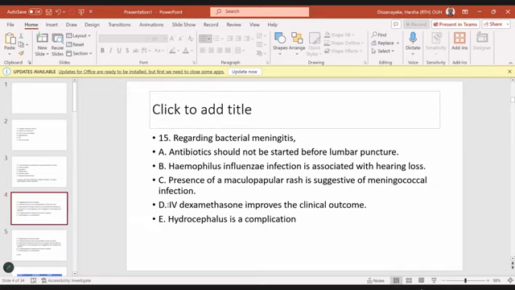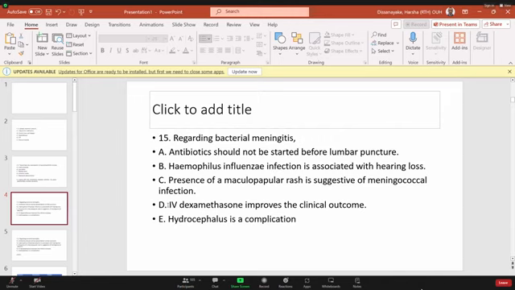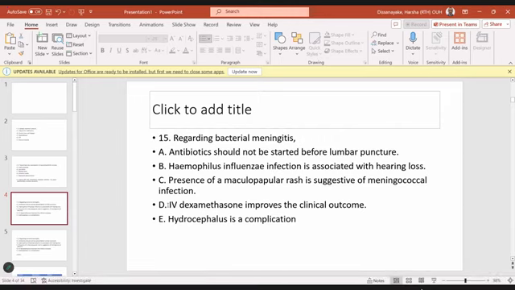Haemophilus influenzae infection is associated with hearing loss. Is that true or false? We can take it as true. It's typically seen with Streptococcus pneumoniae, but it is also seen with HIB and meningococcal. The numbers are becoming less and less, largely because of successful vaccination against HIB and reduced number of cases of HIB meningitis. But in the past, HIB did cause sensorineural deafness as a complication of meningitis, so that can be marked true.